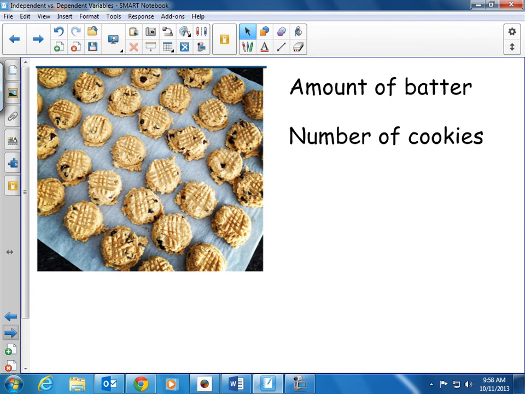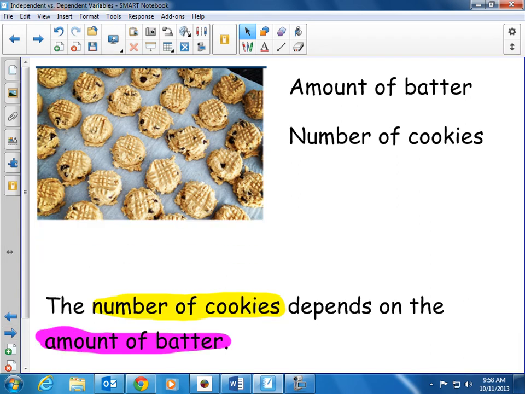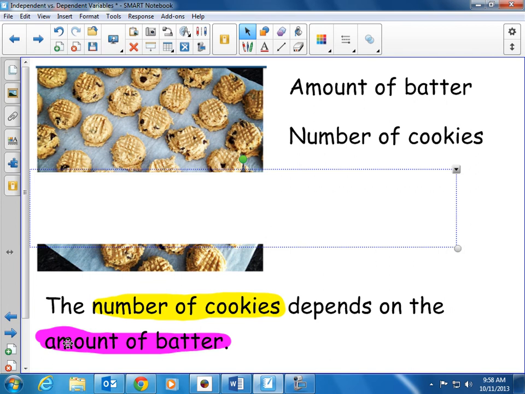Here is a picture of some delicious looking cookies. Now I have two things here. I have the amount of batter and the number of cookies, and I want to know which one's independent and which one's dependent. So I want you to think to yourself, which one depends on something else? Does the amount of batter that you have depend on the number of cookies you have, or is it the other way around? The number of cookies depends on the amount of batter. Well, I hope we could all agree that the number of cookies we're able to make depends on the amount of batter that we have.